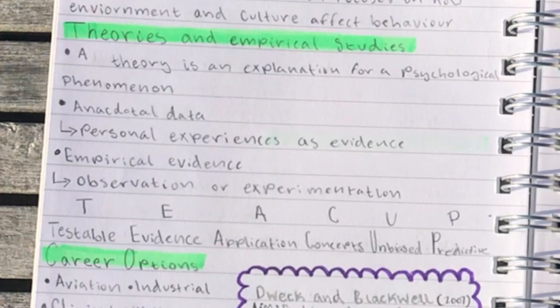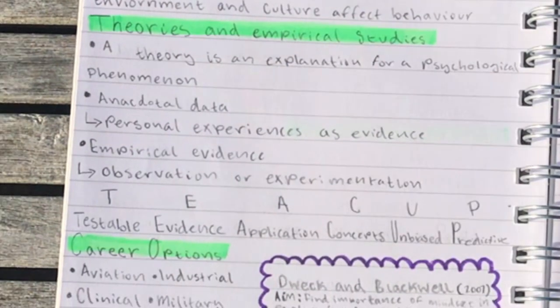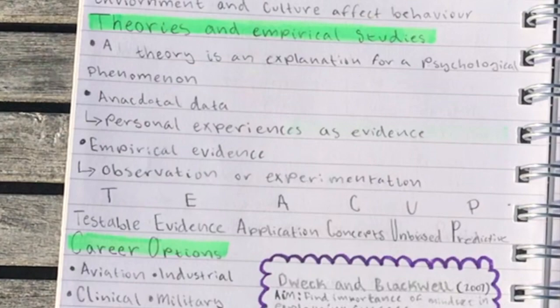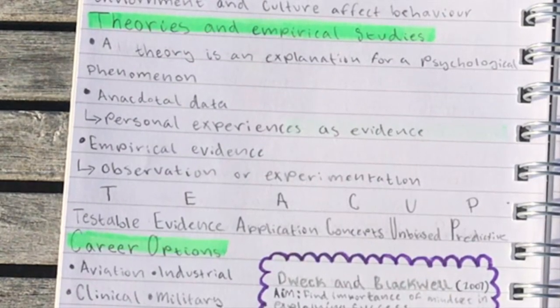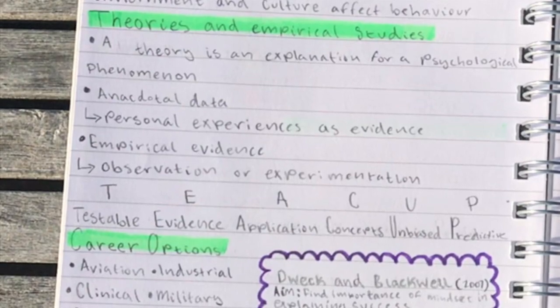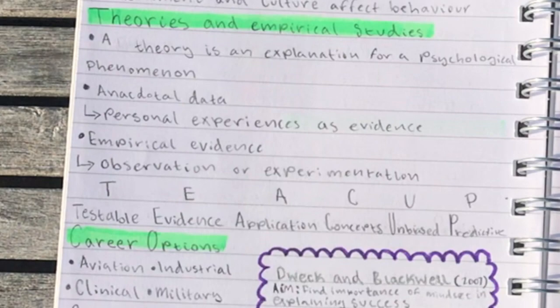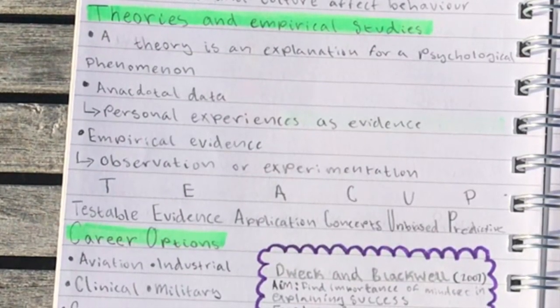So in psychology, there are a lot of theories and empirical studies. A theory is an explanation for a psychological phenomenon. So a lot of anecdotal data is used. Anecdotal data is when personal experiences are used as evidence. Empirical evidence, on the other hand, is observations or evidence found through experiments.